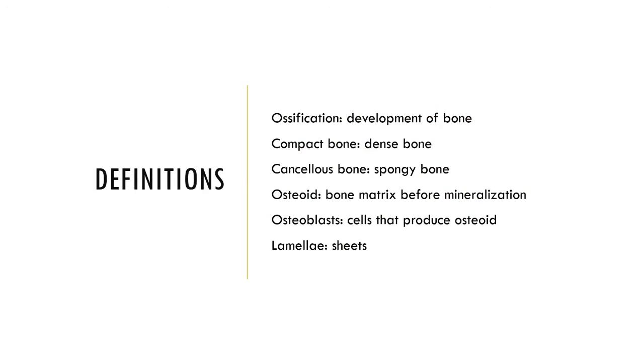Here are some terms that are important in understanding the process of how bone is developed. Ossification is the development of bone. Compact bone is dense bone. Cancellous bone is spongy bone. Osteoid is bone matrix before it is mineralized. Osteoblasts are cells that produce osteoid, and lamellae are sheets.